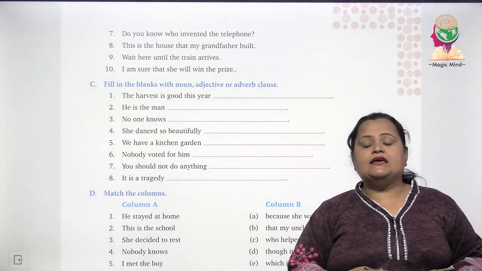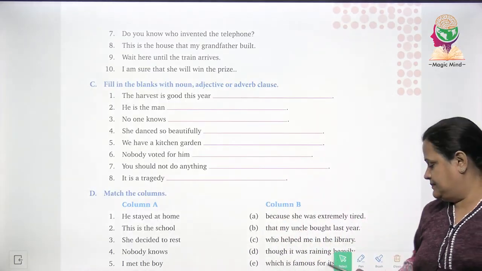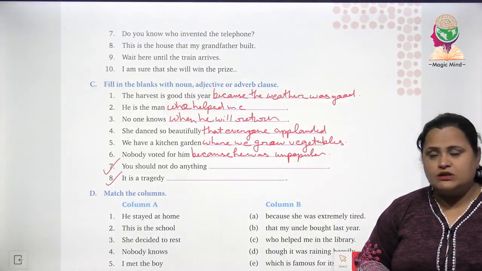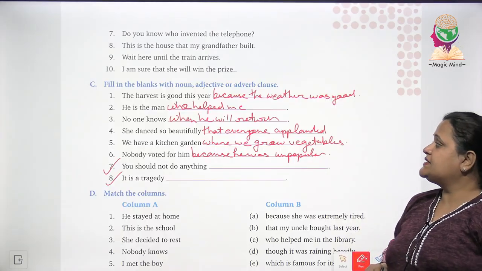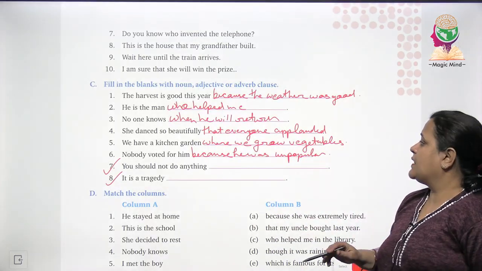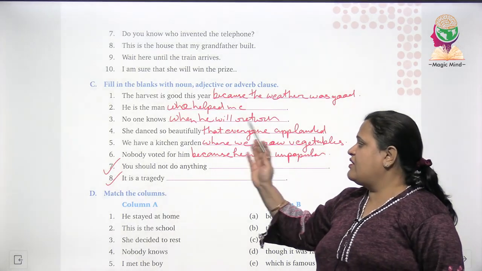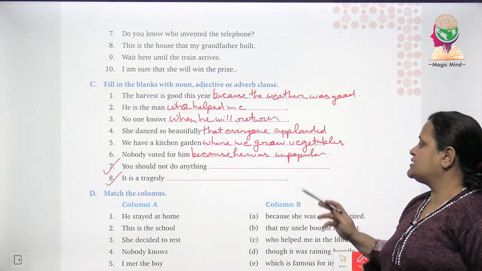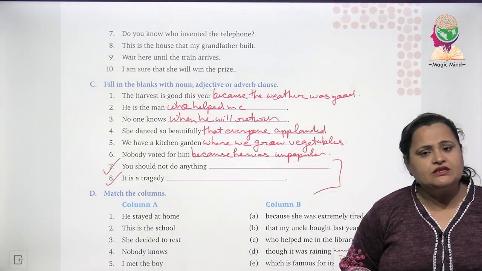Next part of this exercise, children, you will complete yourself. We come on the exercise C. So the exercise C is fill in the blanks with noun, adjective or adverb clause. The harvest is good this year because the weather was good. He is the man who helped me. No one knows when he will return. She danced so beautifully that everyone applauded. We have a kitchen garden where we grow vegetables. Nobody voted for him because he was unpopular. These two sentences, please complete yourself.